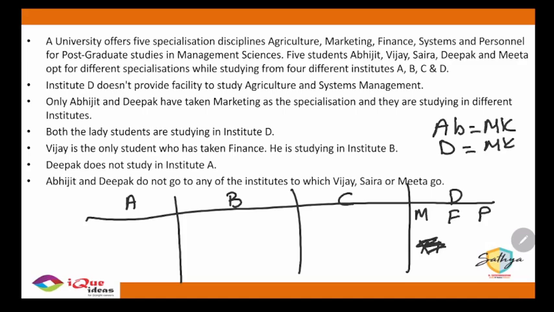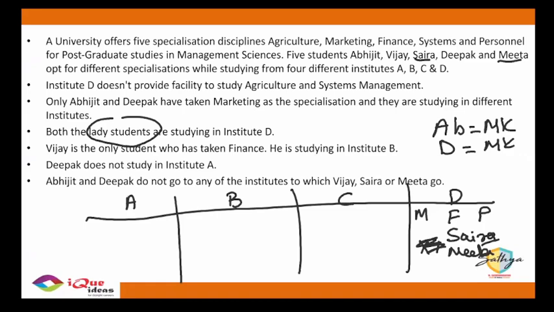इसके अलावा कुछ नहीं कर सकता. Now it says both the lady students are studying in D. So I have to reasonably assume that Abhijit, Vijay or Deepak may not be the ladies, right? So if Saira and Meeta are the ladies and they are studying in Institute D, so Institute D के अंदर Saira and Meeta को डाल दो. That means there are 3 people remaining, 3 institutes remaining, but nowhere it says that every institute must have a student.